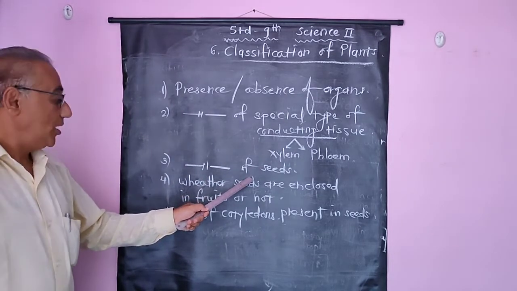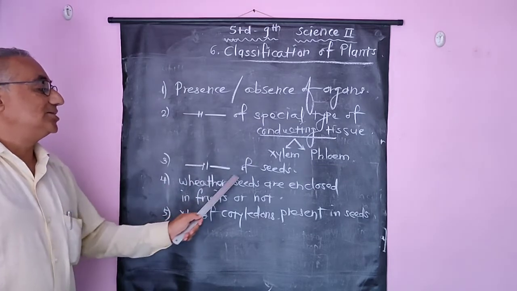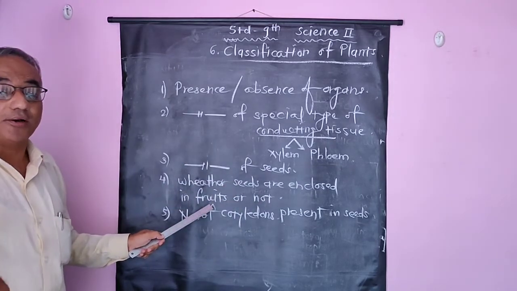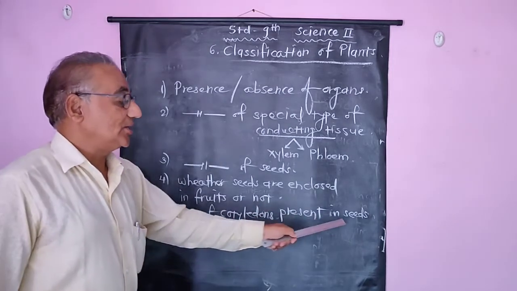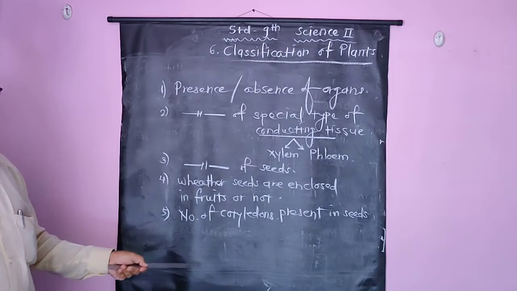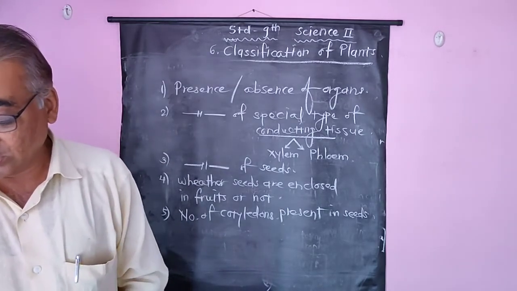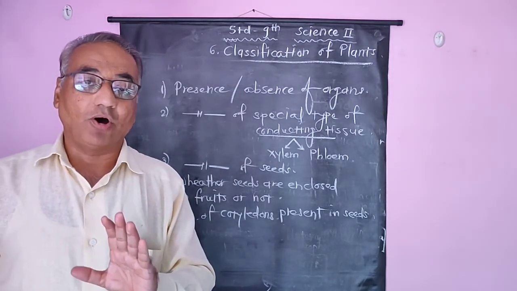Fourth one is whether the seeds are enclosed in fruits or not. And fifth one is the number of cotyledons present in the seed. These are the 5 points which show us the basis for classification of plants.